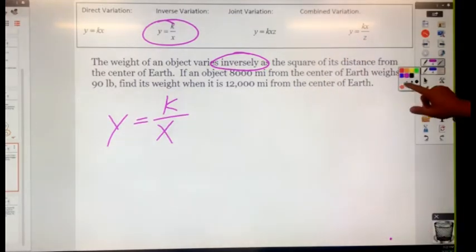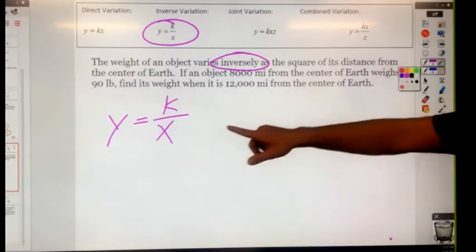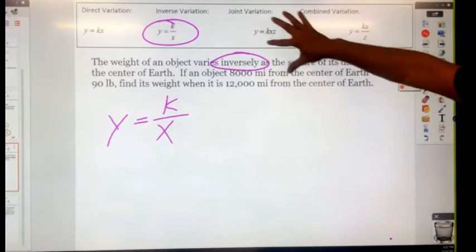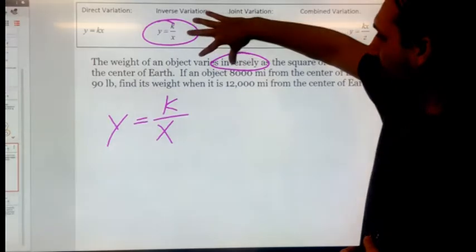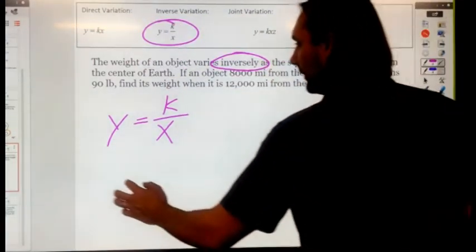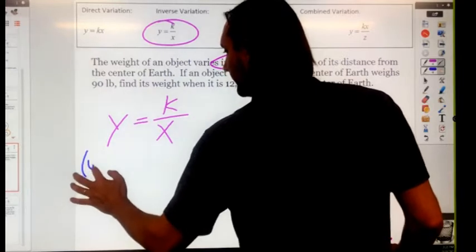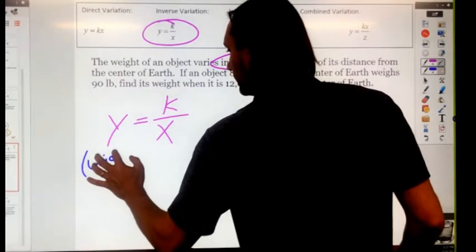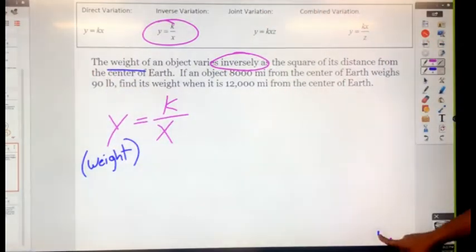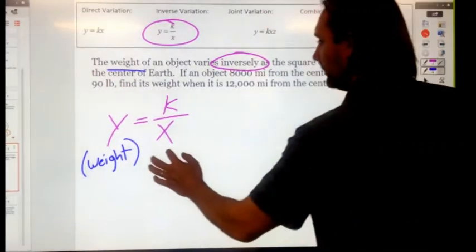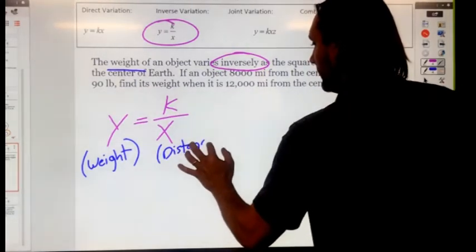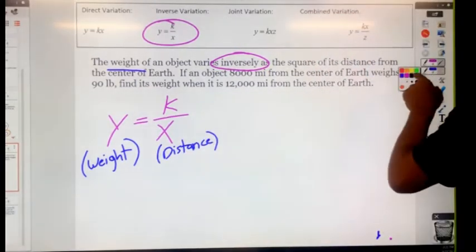What is going to be our measurement for y? What unit of measurement do you see before inversely? The weight. Very good. So y is going to be my weight. And what will be the x? Distance. Now there's one more thing. The weight is 90.